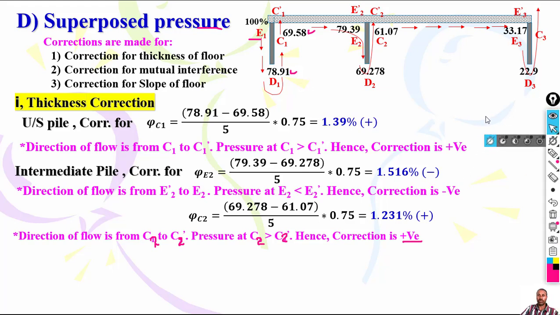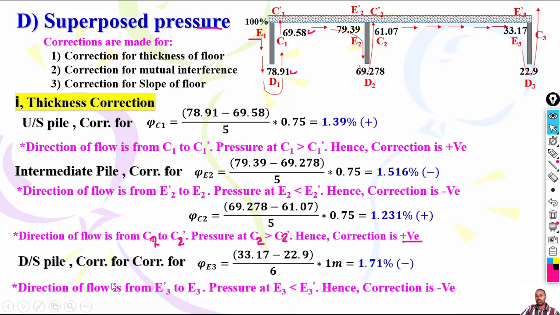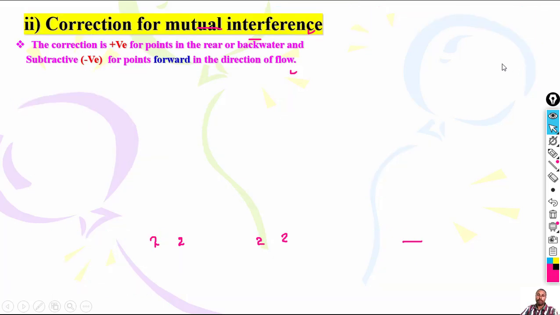Again, you have to compute other parameters and direction. Just the downstream pile correction for floor thickness we are computing, which is this one at E3. The flow direction is going like this, from E3 prime to E3, so it will be negative because of what? The direction of flow is from here to here. So the pressure at E3 is more than at E3 prime, hence the correction is negative, according to the flow direction.